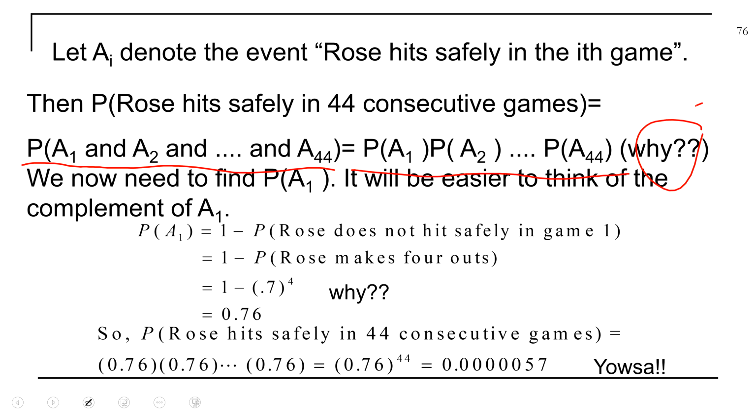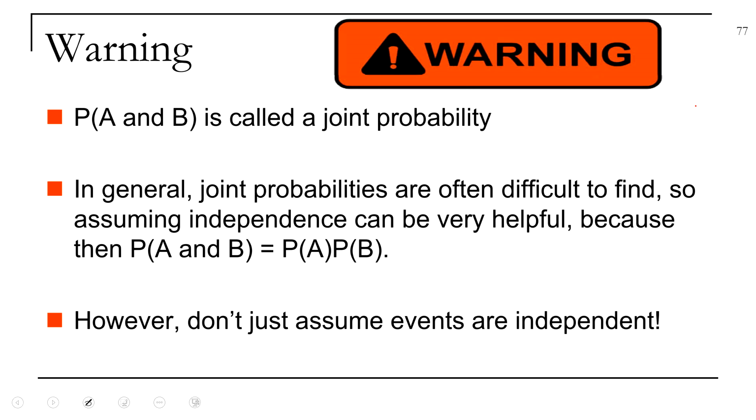Then the probability he hits safely in 44 games is just going to be 0.76 to the 44, a very, very small probability. We always tell people this is a great slide to go over because it looks at the complement rule, it looks at independence, just makes you think about several things at once. So this is a great slide to review.